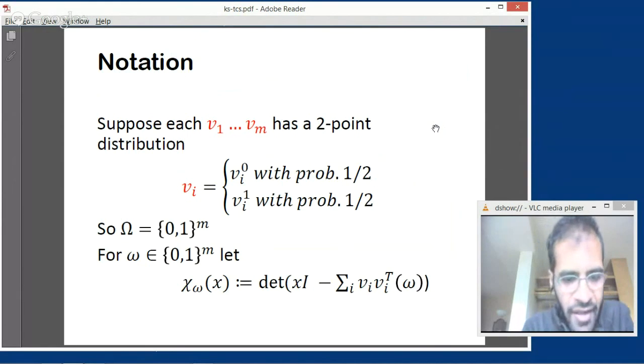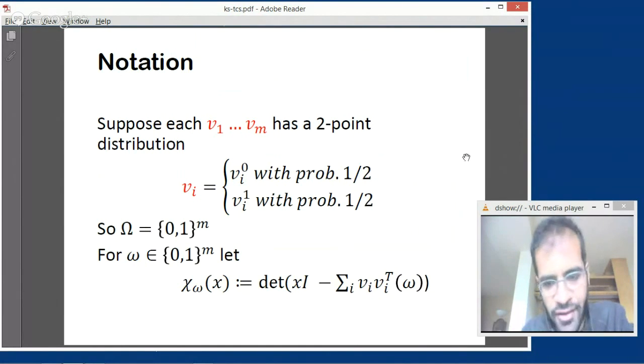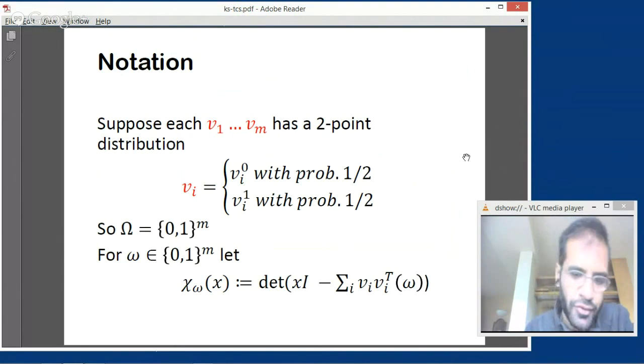And I'm going to let chi of omega denote the characteristic polynomial of this particular setting of the vectors. So it's a determinant of xI minus the sum of vi vi transpose, where the vi's are now set according to this bit string omega. So there are 2 to the m points in the probability space. There are 2 to the m polynomials. Each polynomial has real roots because it's a characteristic polynomial of a symmetric matrix.